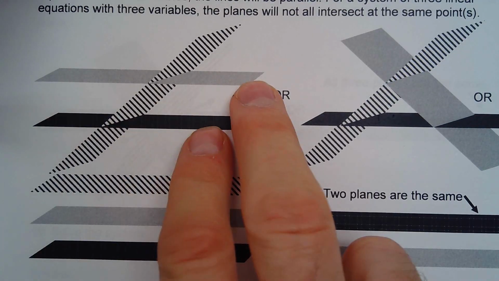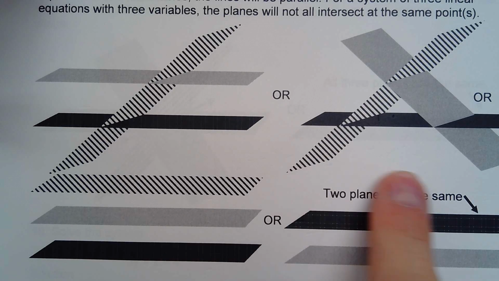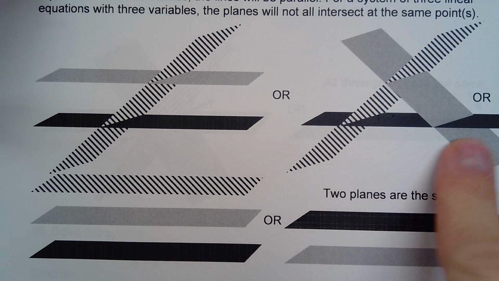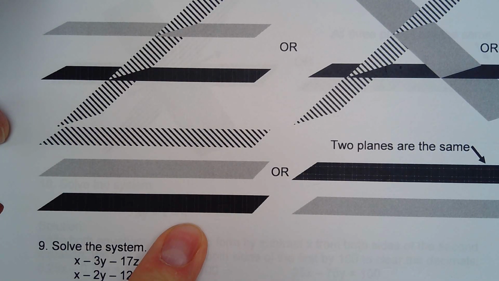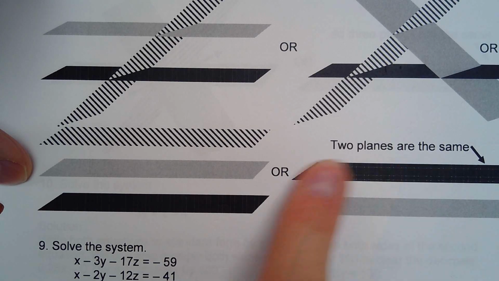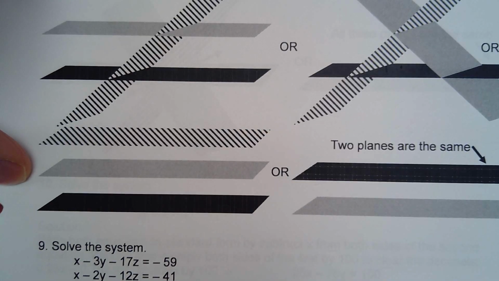So you could have two planes that are parallel and a third plane cuts them at different points. Or maybe two of the three overlap but never all three. Or maybe all three are parallel. Or maybe two planes are the same and the third one's parallel. In any case, this would all have no solution.